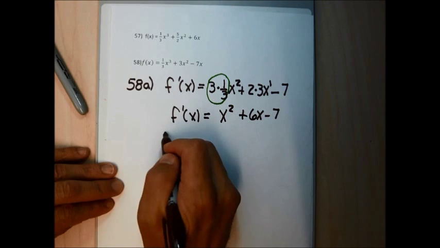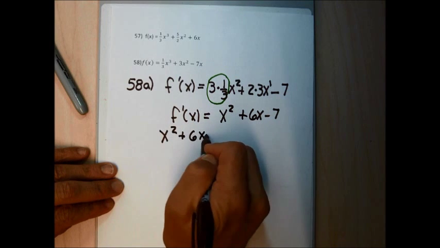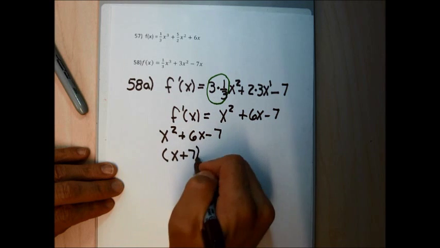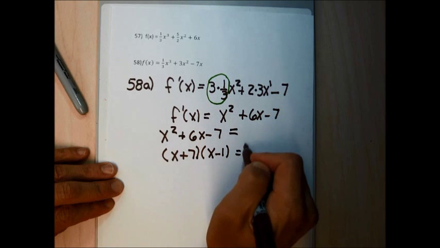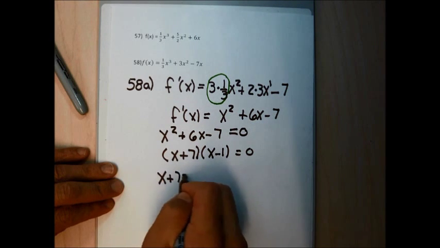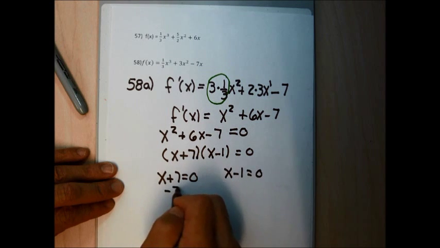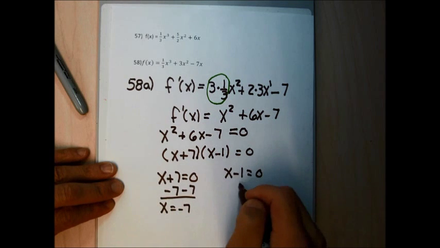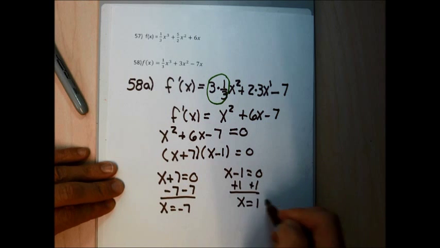So now I'm going to take the derivative and set it equal to 0. I'm going to factor this, which factors into x plus 7 times x minus 1. I set that equal to 0, and then I split each factor up and set each factor separately equal to 0. For the x plus 7, I subtract 7 from both sides and get x equals minus 7. For the x minus 1, I add 1 to both sides and get x equals 1.